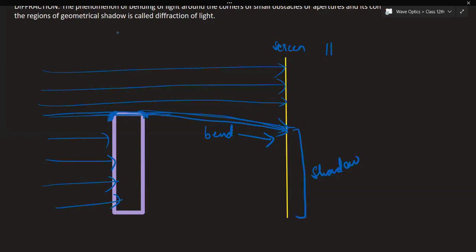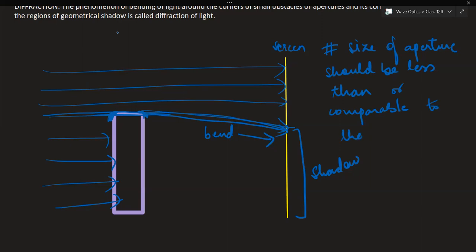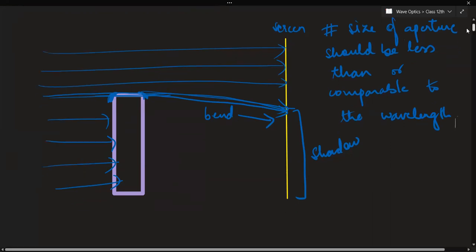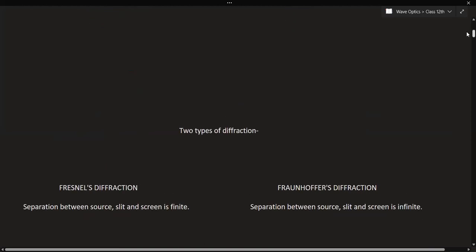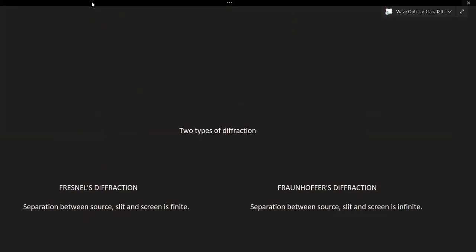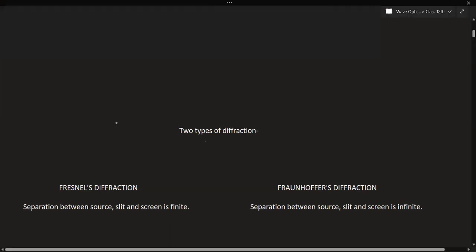I'll write down the point here. Size of aperture should be less than or comparable. If it is almost equal, then it's okay. Comparable to the wavelength. Then only diffraction can occur. Now, diffraction is of two types. One is Fresnel diffraction, the other one is Fraunhofer diffraction. So these are the two types of diffraction that are present.